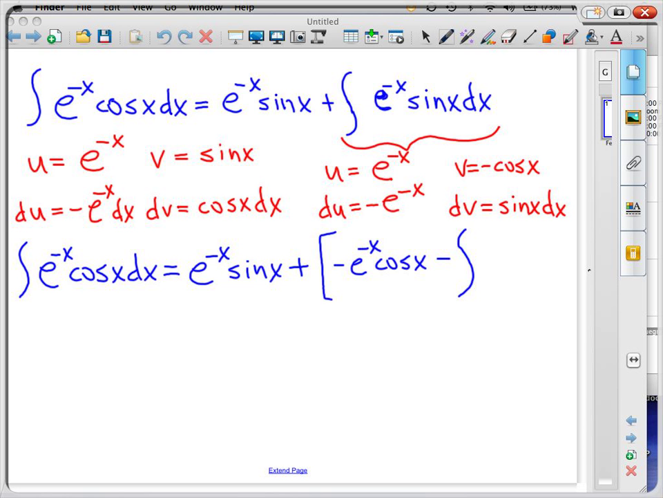Of course, I left something off here. Left off my dx, so we'll put that in. The negative cosine x and the negative e to the negative x give me simply a positive e to the negative x cosine of x dx.